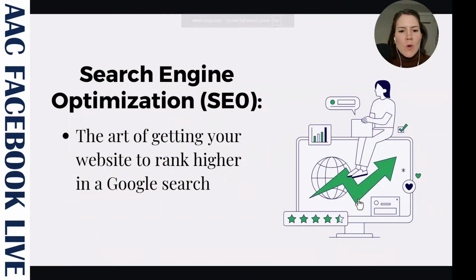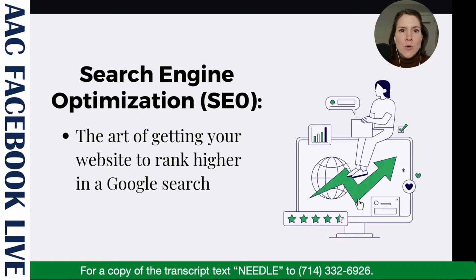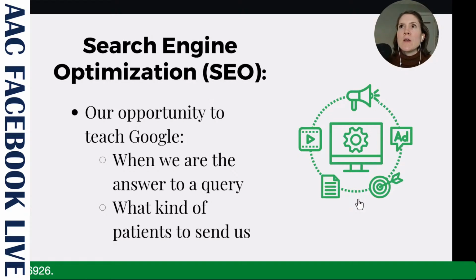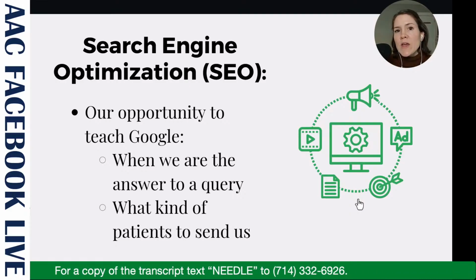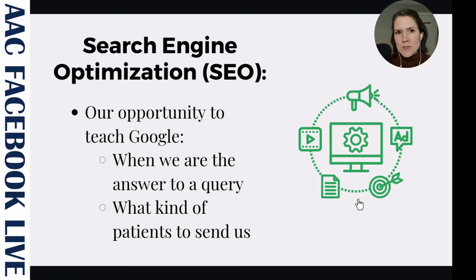So I know that most people already know what SEO is, search engine optimization, but I want to offer maybe a slightly different way of thinking about it, or a new definition that is going to be useful for us today. So search engine optimization is really the art of getting your website and your business to rank higher in a Google search. And I think it's really important to note that we have the opportunity through search engine optimization to tell Google when we are the answer to a question that someone has typed into the search, right? When our business is the answer to a search query.